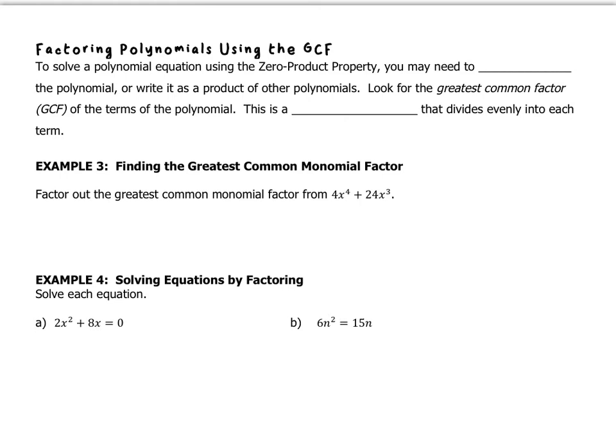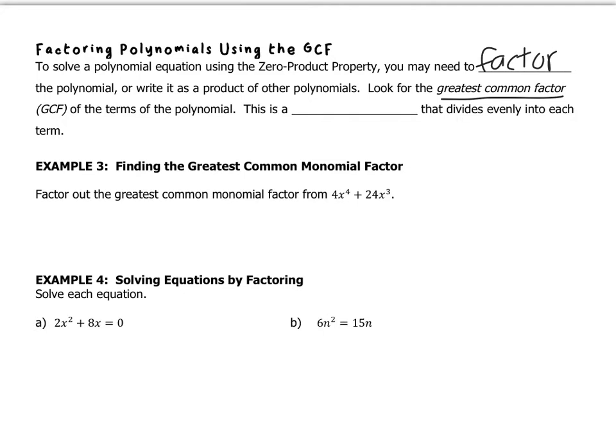Now, whoop-de-doo, right? It's in factored form, we can get the values of x, but most polynomials are written in standard form, as I told you. So what we're going to do for the next couple of lessons is learn how to take our polynomials from standard form and turn them into factored form. Exciting times. So what we're going to do first is factor the polynomial, or write it as a product of other polynomials. What we're essentially doing is the reverse distributive property. So we're going to look for the greatest common factor. That's the first thing you always look for. That's the easiest way to factor.